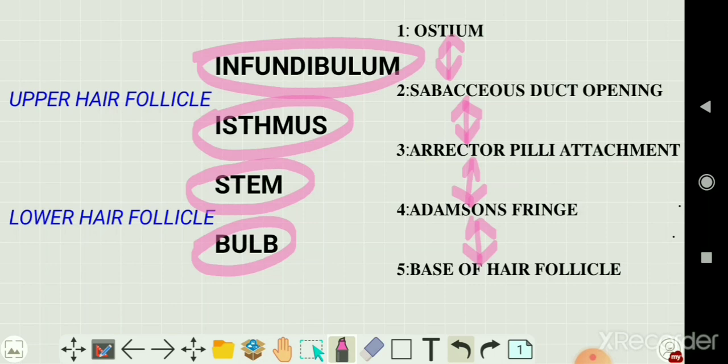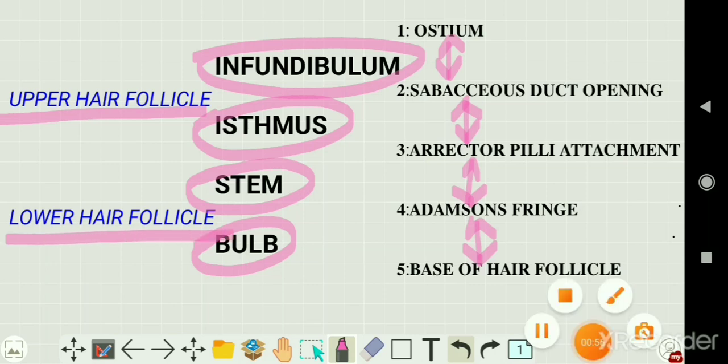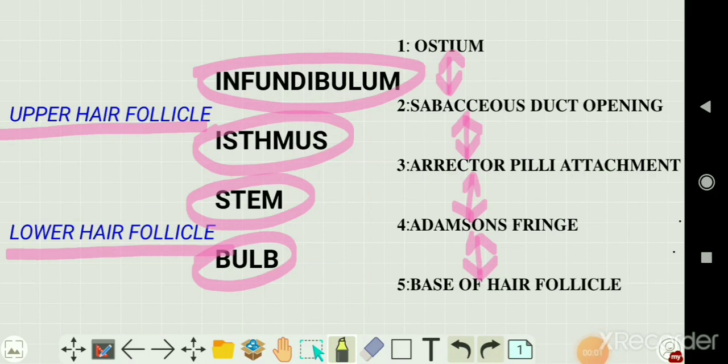Infundibulum and isthmus form the upper hair follicle, and the stem and bulb form the lower hair follicle. Just remember a very important point here, that based on the attachment of the erector pili muscle, the hair follicle is divided into upper hair follicle and lower hair follicle.